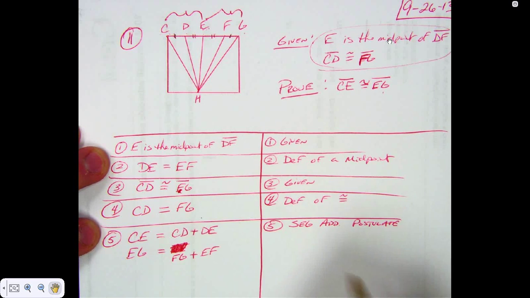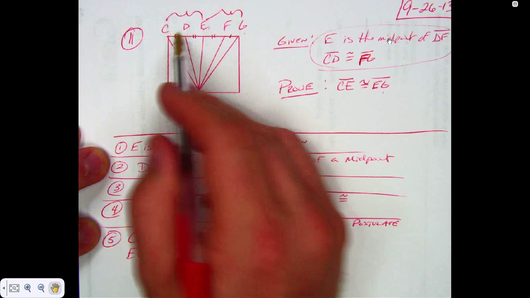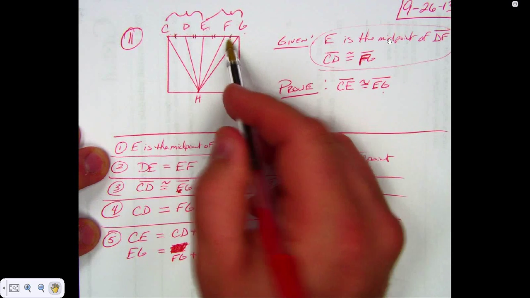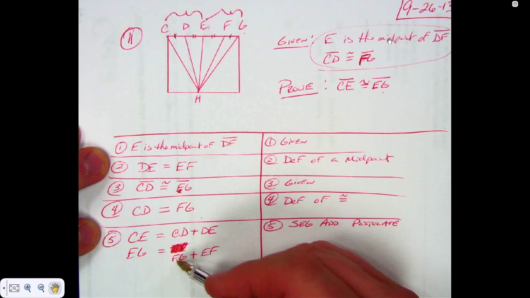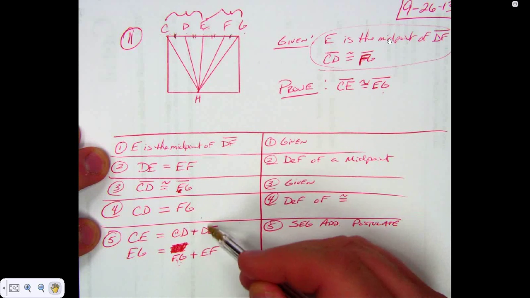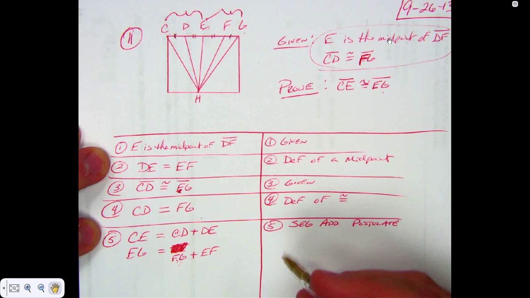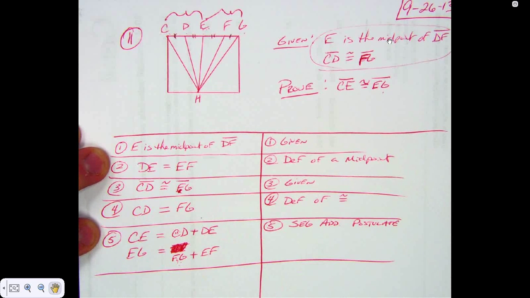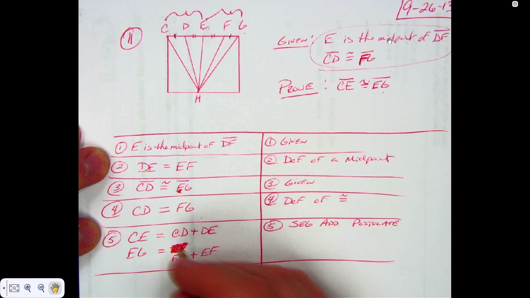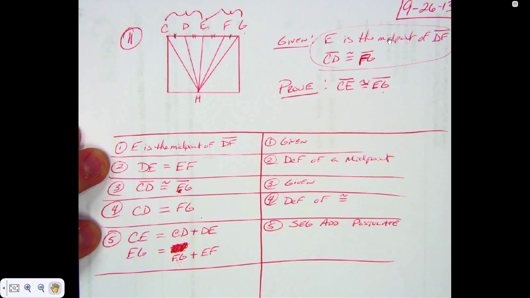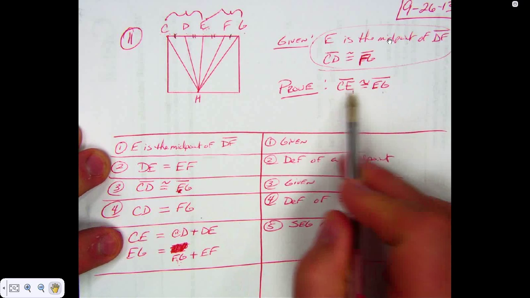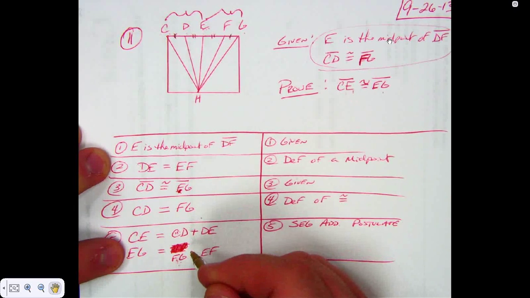Substitution. CD kind of corresponds to FG, doesn't it? So I'm going to put them right above each other, so it's easier for me to see where I'm substituting to make them look alike. And since these two correspond to each other, all of that is the segment addition postulate. So now, can you see that we've related the things we want to say are equal to some things we know something about?